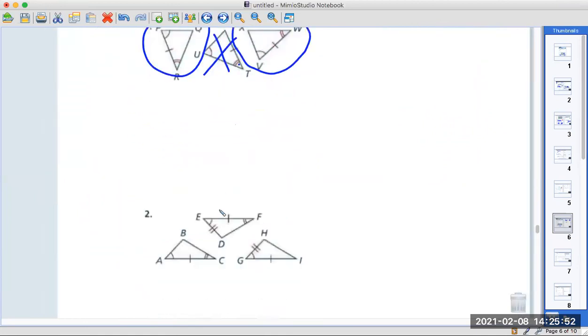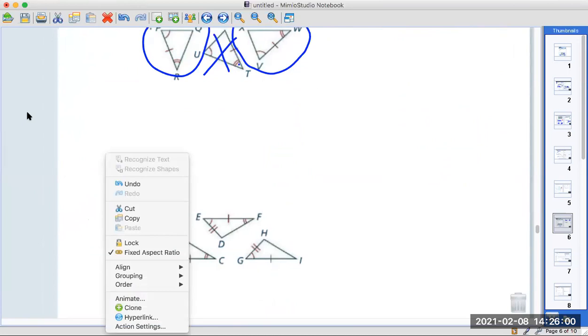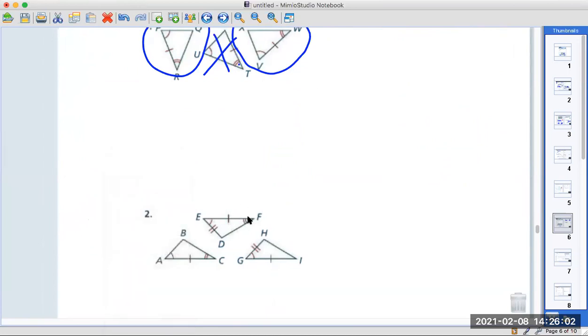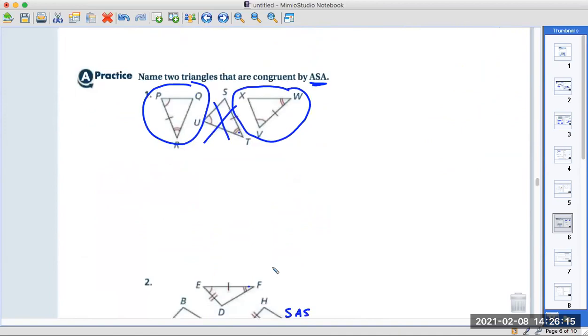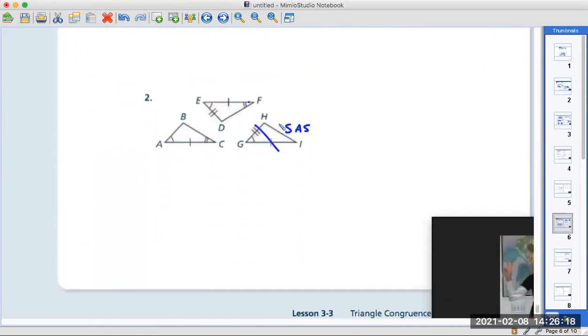So much fun. Let's do the last one. Which one is out? Angle, side, angle. Angle, side, angle, side. This is side, angle, side. But they ask us to show by angle, side, angle, remember? So this one is out. It would be this one and this one. Angle, side, angle, angle, side, angle. They're giving us extra information on that one.